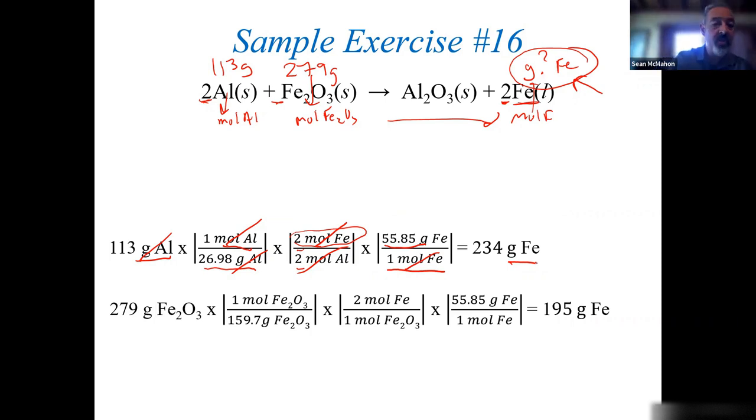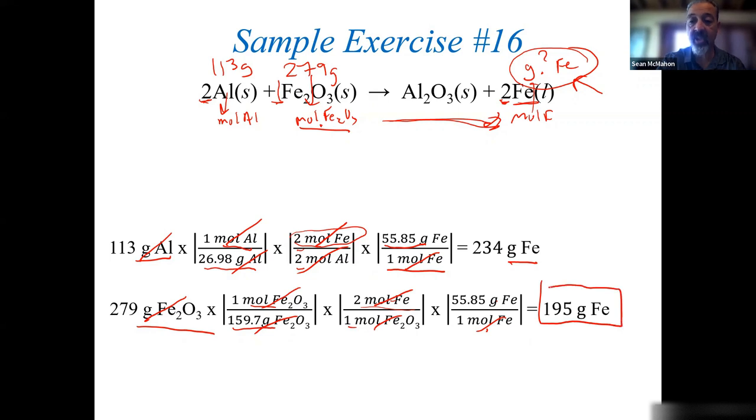So now I go 279 grams of iron 3 oxide. To convert that to moles, right, I need 159.7 grams of iron 3 oxide per mole. The grams of that cancel. Now I can convert the moles of iron 3 oxide to moles of iron using a mole ratio. 1 mole of iron 3 oxide, 2 moles of iron. So the moles of iron 3 oxide cancel. And I see again, this last portion is the same because I'm going from moles of iron to grams using molar mass. And it's a good thing I didn't stop, because what I'm seeing is that the smaller quantity is actually 195 grams of iron. So this is my theoretical yield.